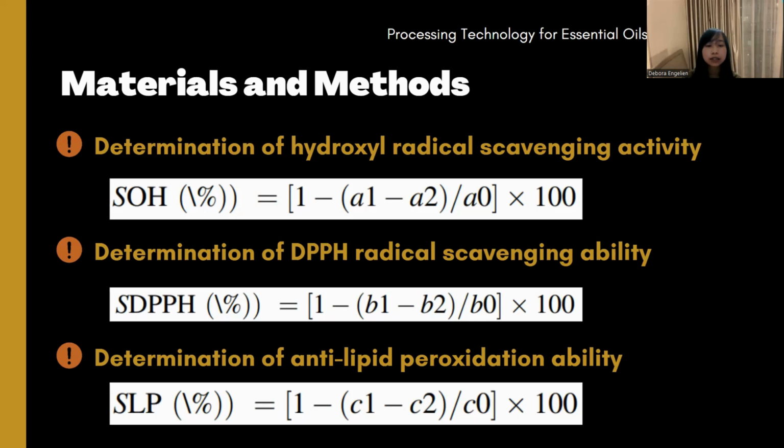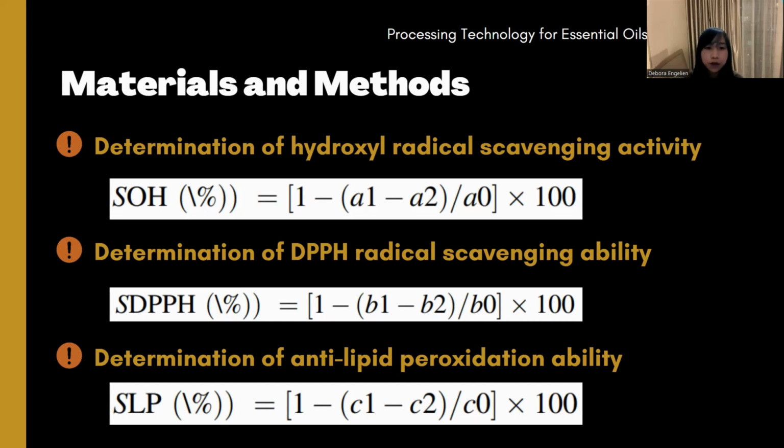SOH is 1 minus A1 minus A2, then divided by A0 and multiplied by 100, where A1 is the absorbance of the sample, A2 is the background absorbance of the sample, and A0 is the absorbance of the blank.